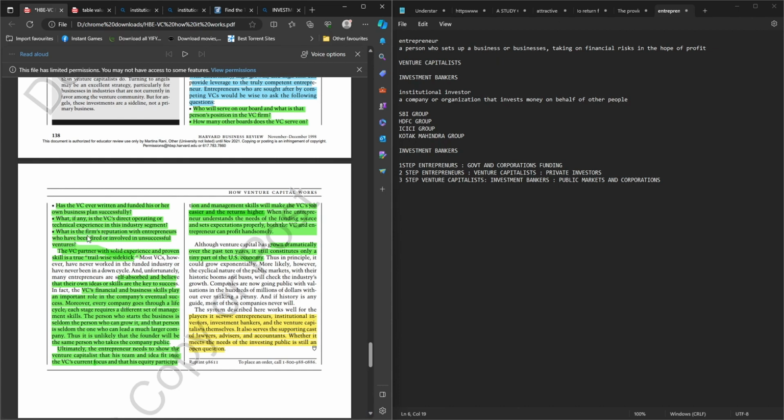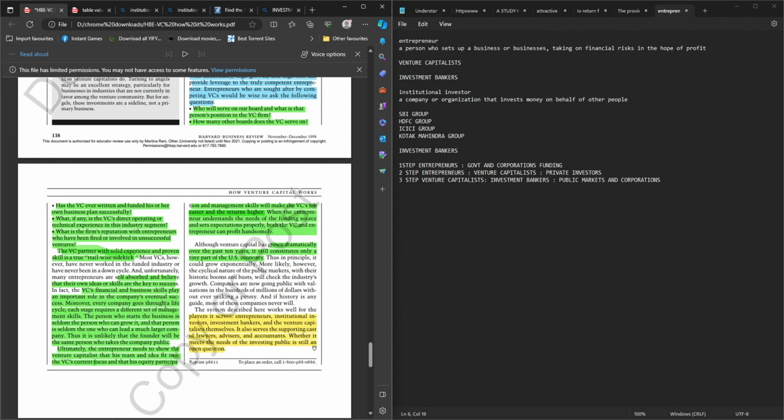So here he is asking what the relation is with the past entrepreneurs in which the company has invested. Are they happy with how the company performed or how the venture capitalist helped them? The venture capitalist's financial and business skills play an important role in the company's eventual success.